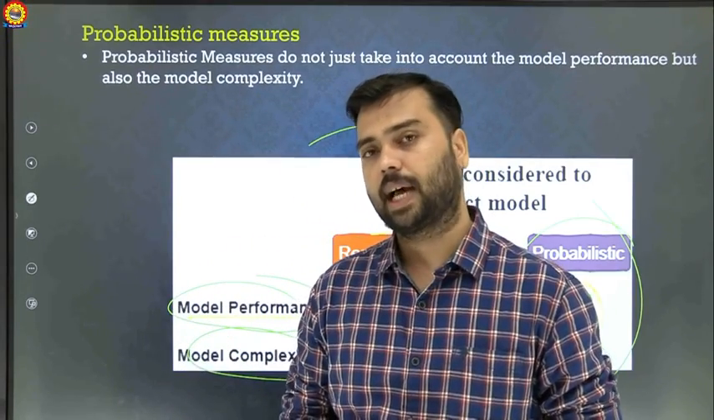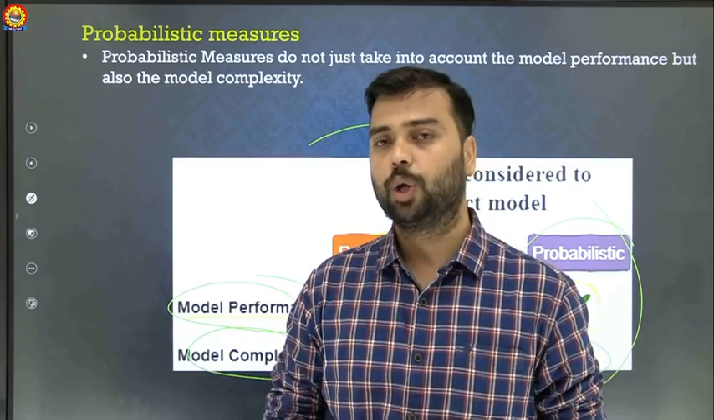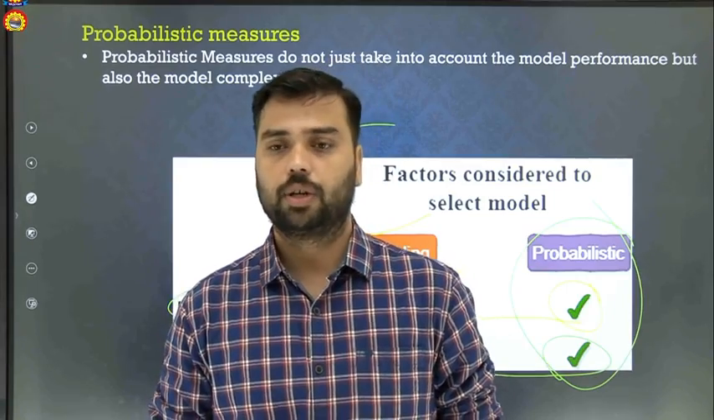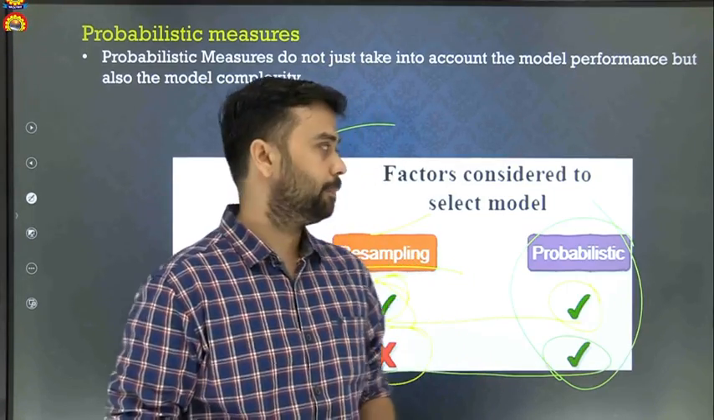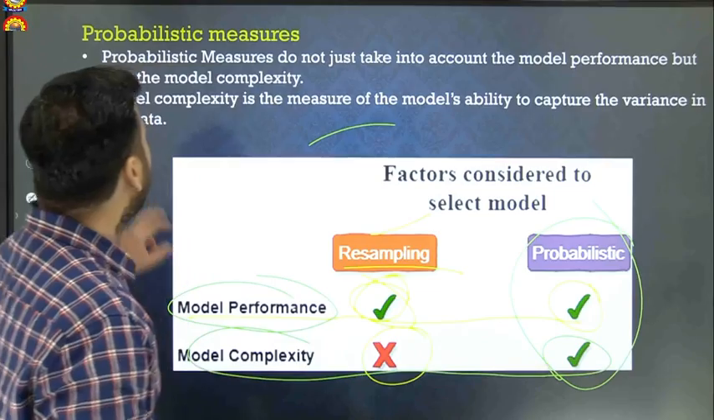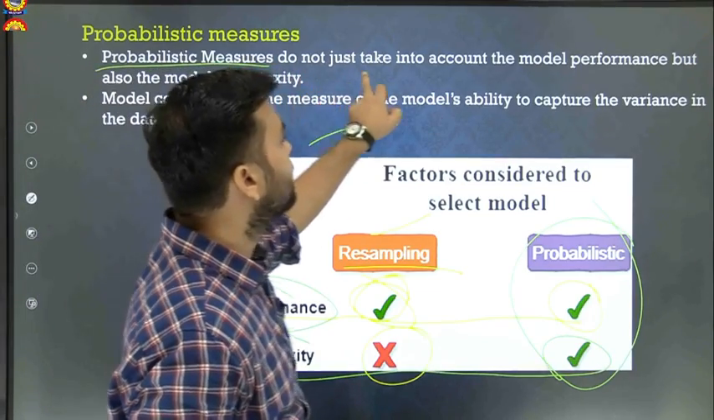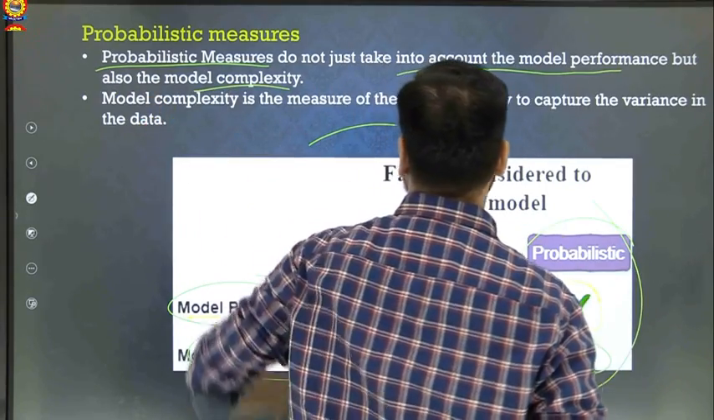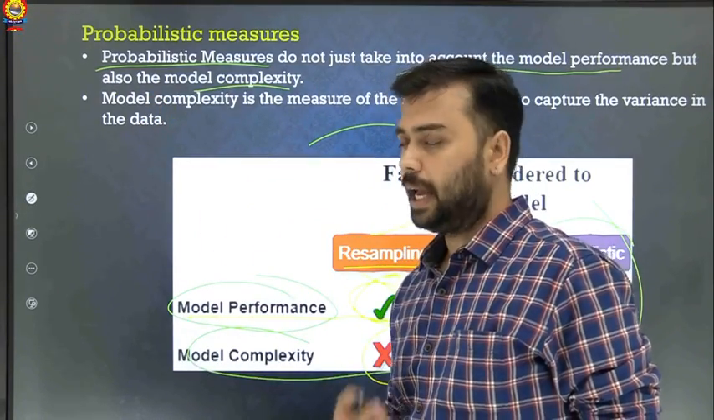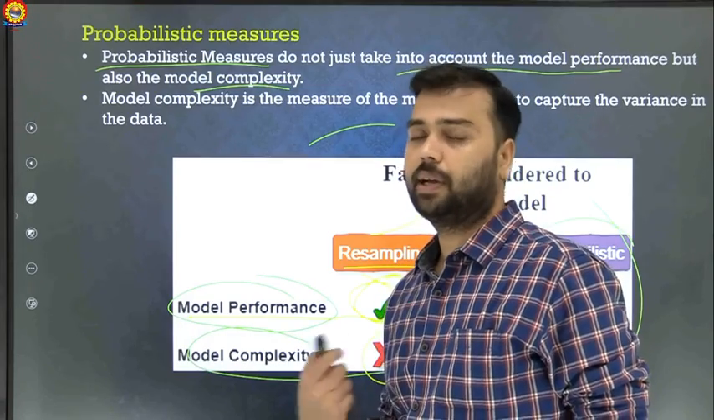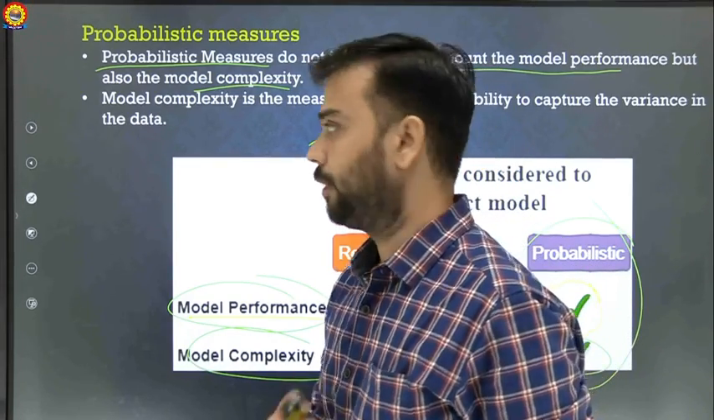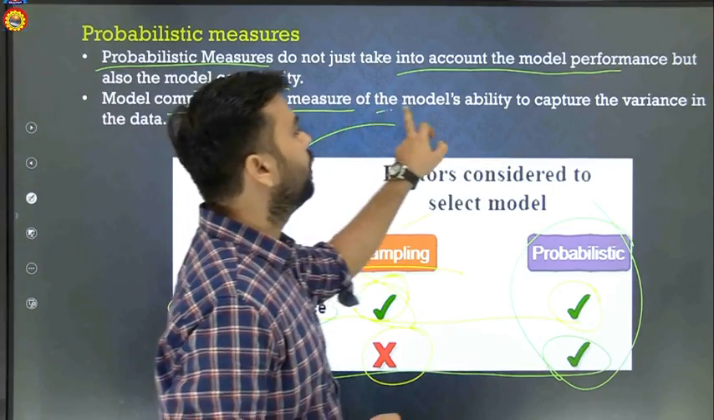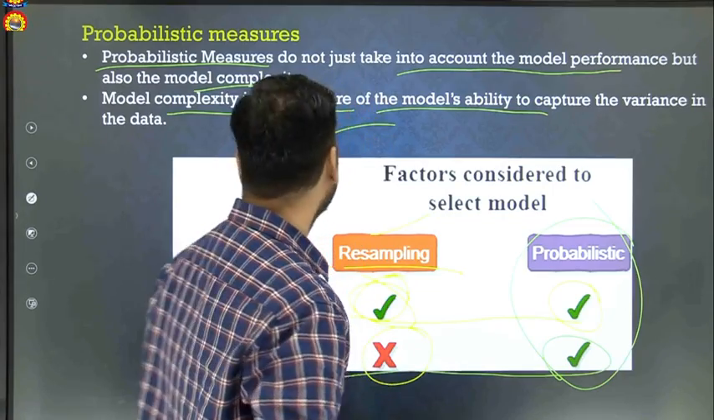So complexity is also very important. As I earlier told you, linear regression has less complexity, but an artificial neural network has higher complexity. So probabilistic measures do not just take into account the model performance, but also the model complexity. In resampling, we consider only the performance of the model. Model complexity is a measure of the model's ability to capture the variance in the data set.